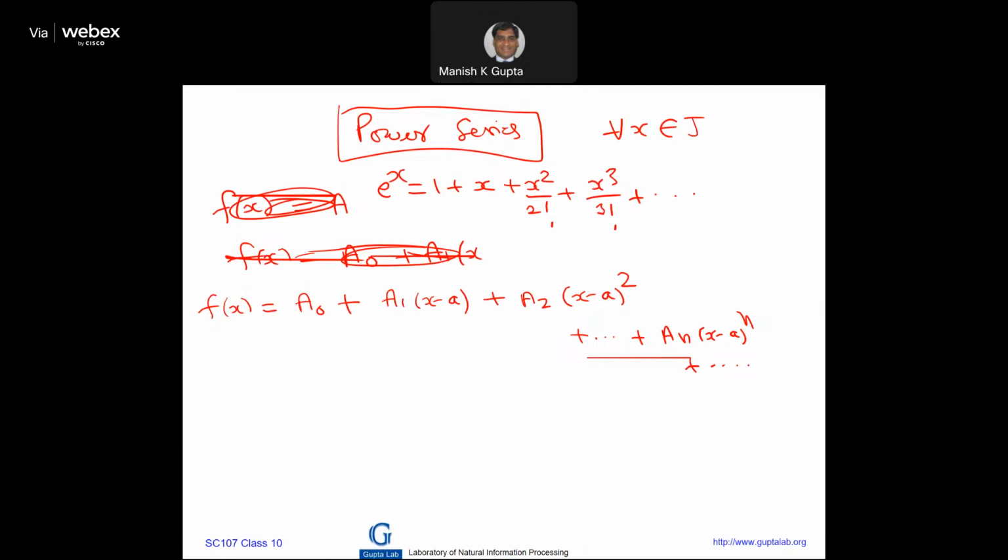Similarly, I am given a function f of x. Suppose it has a series expansion like this around some point a. What is known? You know x minus a, (x minus a) whole squared, everything. But what you don't know are the ai's: a0, a1, a2, a3, and so on. This is an infinite series. So any idea how we approach this? How do we solve this?